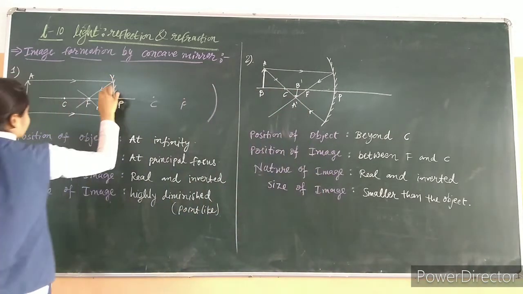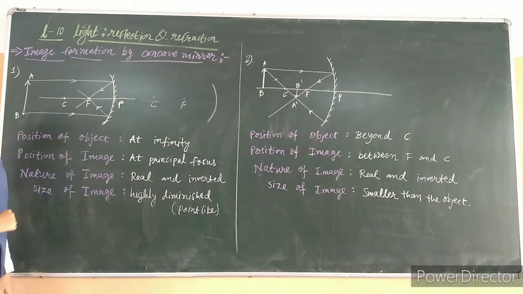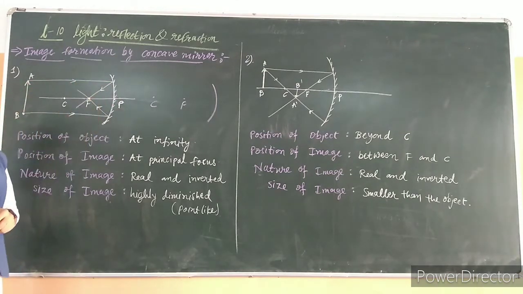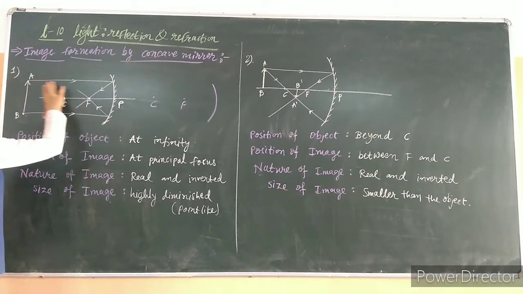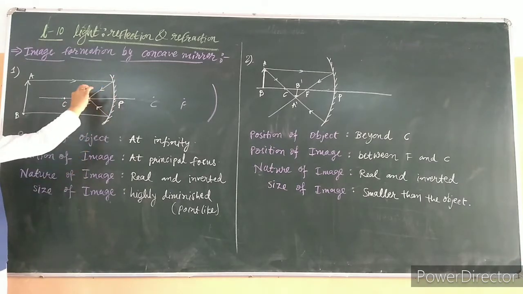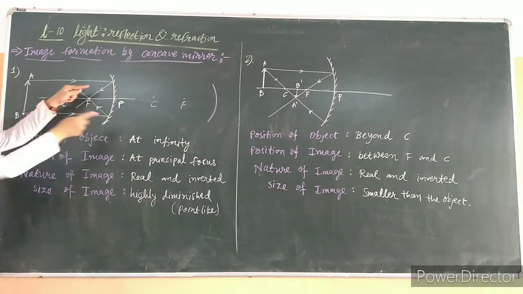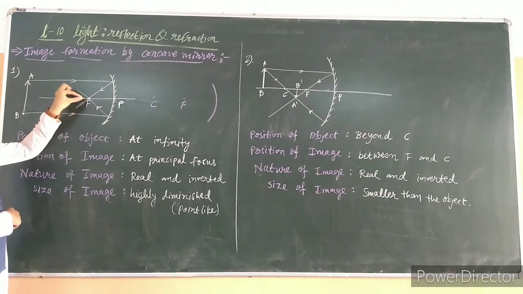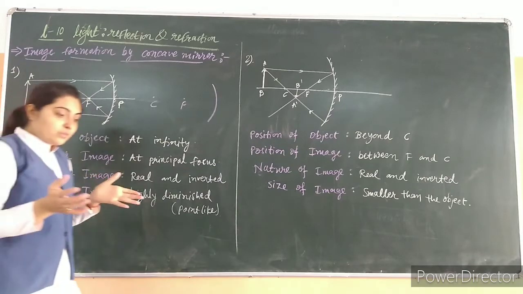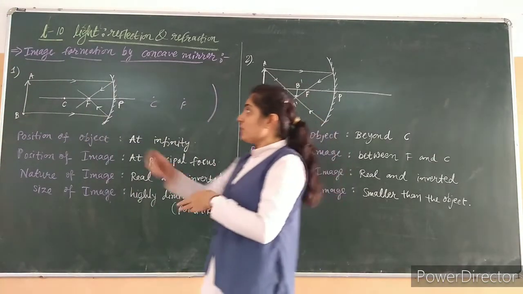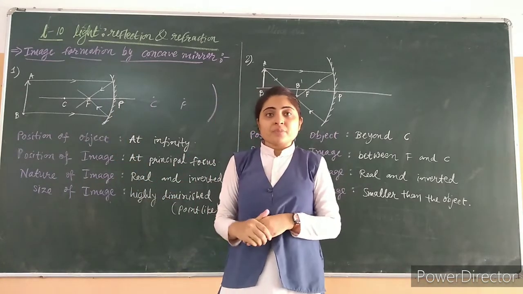They are reflecting in such a way that they all pass through point F. All the rays coming from this far object are parallel. So all the parallel rays passing through will meet at point F. Wherever the rays meet, at that point the image is formed. So the image is formed at point F.